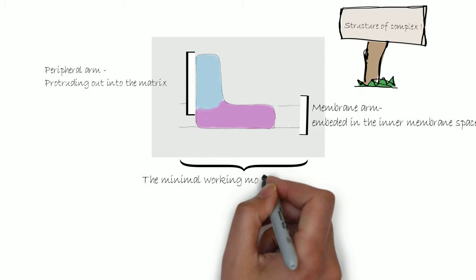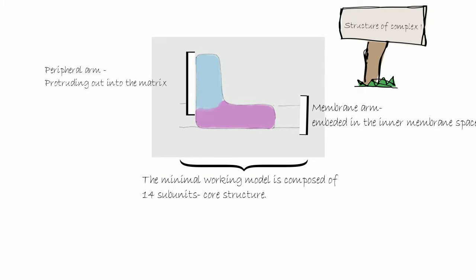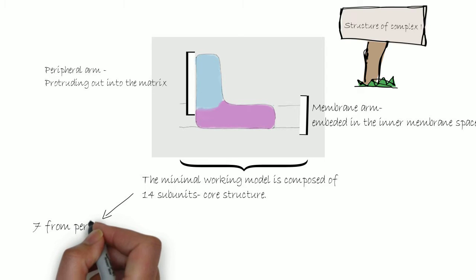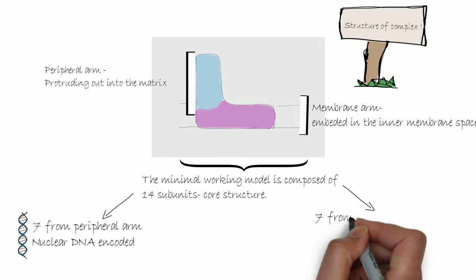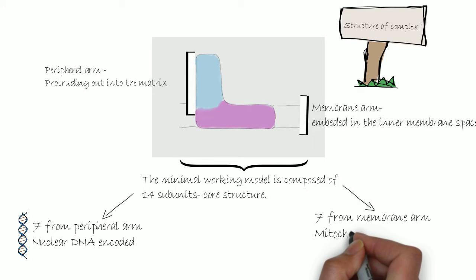The minimal working model is composed of 14 subunits and is called the core structure and is conserved through many species, out of which 7 are from the peripheral arm, which are nuclear DNA encoded, and 7 are from the membrane arm, which are mitochondrial DNA encoded.